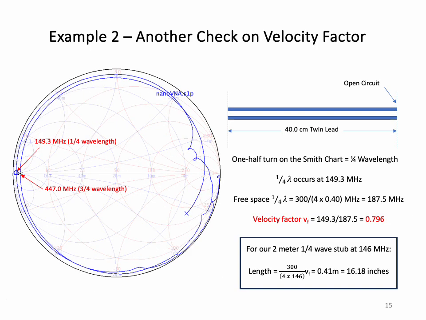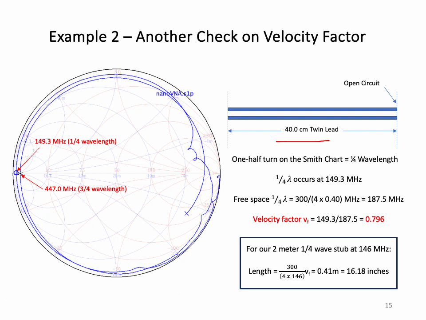Let's do another check on the velocity factor. In this example, I took an unterminated 40 centimeter length of twin lead. Again, we swept this from 1 to 500 megahertz using our NanoVNA and got the blue trajectory shown at the left on a Smith chart.